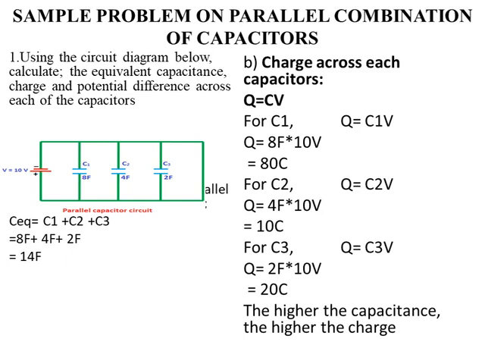So from our calculations, it shows that 8 farad, which is the highest value for the capacitor we are having, has the highest charge. So the higher the capacitance, the higher the charge.